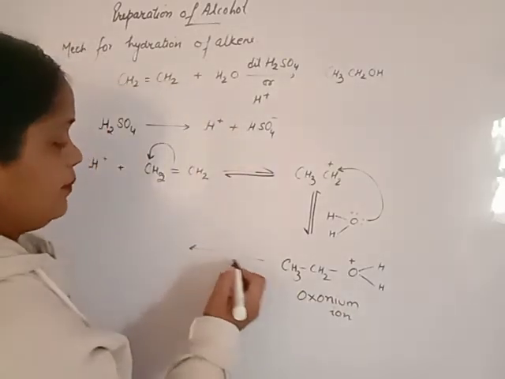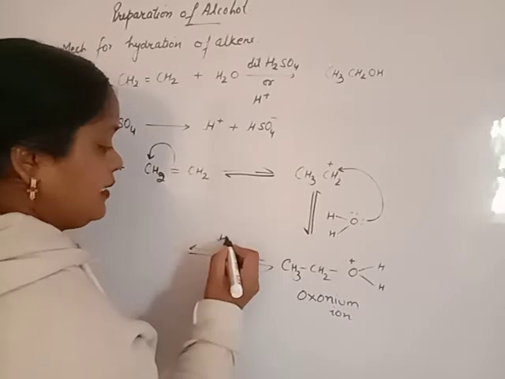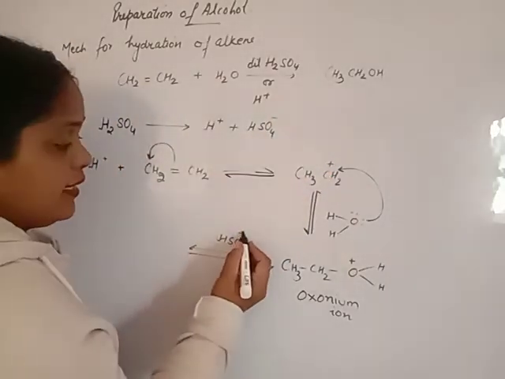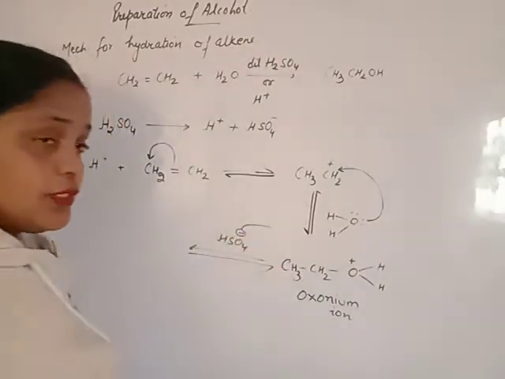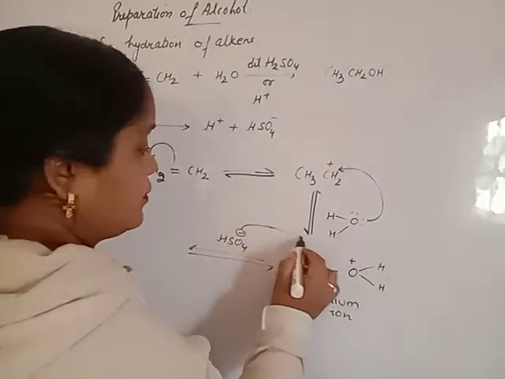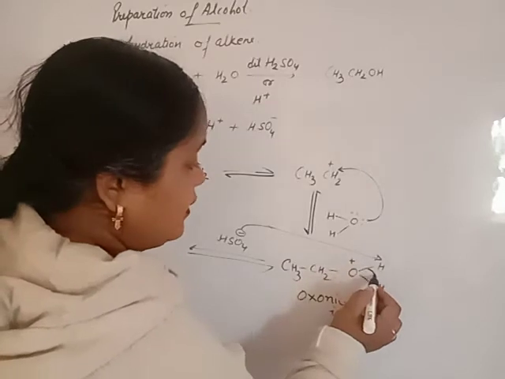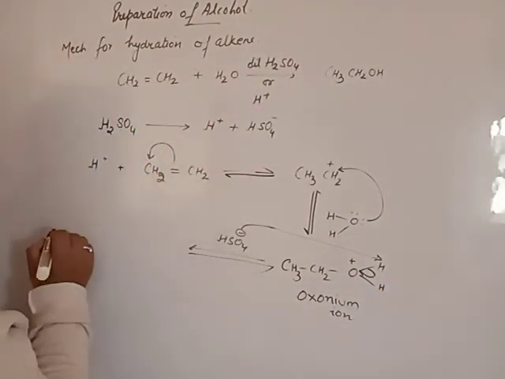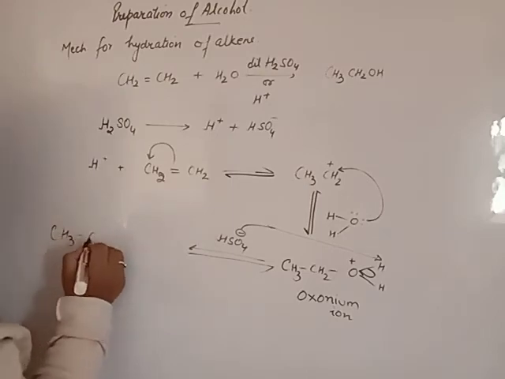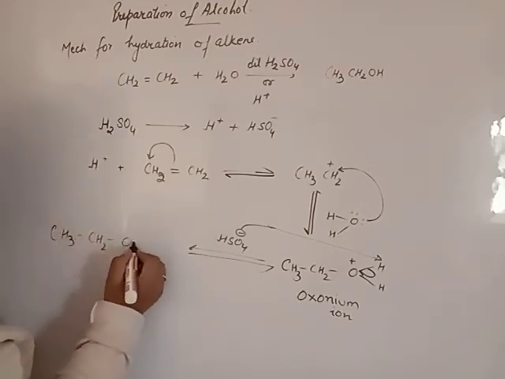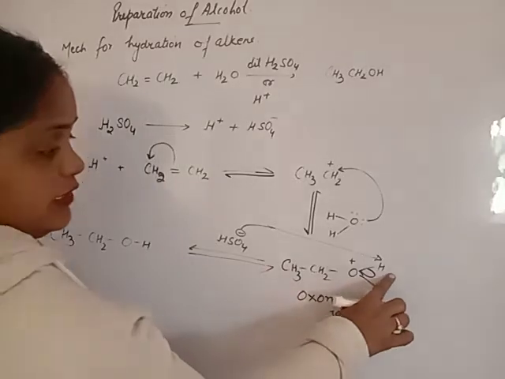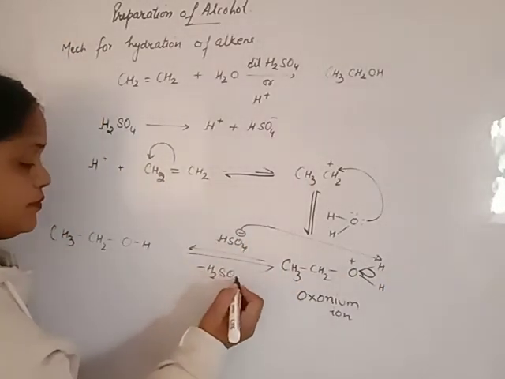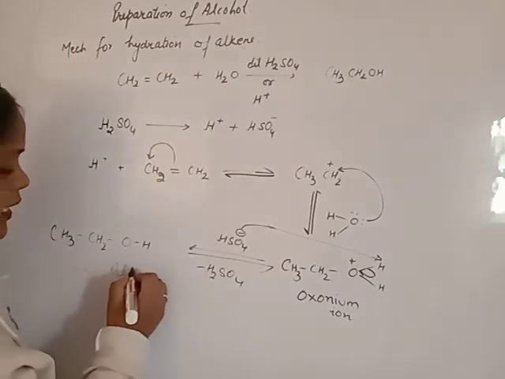When oxygen carries a positive charge, the bisulfate ion does not attack the positive charge, it will attack only the proton. The hydrogen loses its electron to the oxygen, and we will get alcohol. This H is removed with SO4 to give H2SO4, and we will get alcohol.